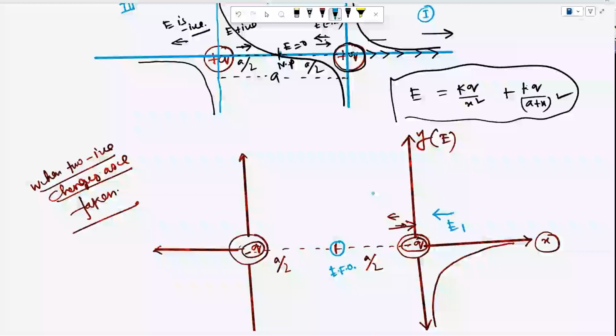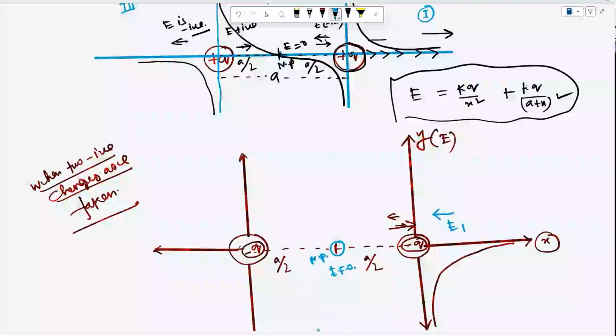Okay? Electric field is 0 at this point, because this minus q will repel a vanishingly small charge towards it, and this also will repel. So electric field at O will be equal to 0. Neutral point again you get here.